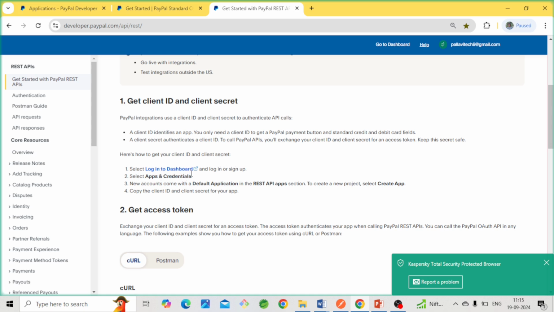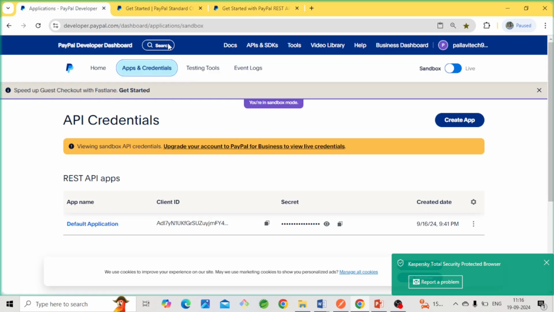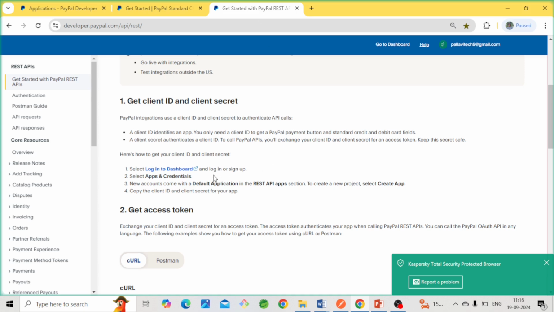Here is how to get your client ID and secret. We need to log in to the dashboard. Whatever steps you follow, you log in and in the dashboard you will get the client ID. Select apps and credentials. See, I have selected apps and credentials here. In apps and credentials, you will get the client ID and secret. Your account comes with a default application in the REST API section. To create a new project, select create app. Copy the client ID and secret key for your app.